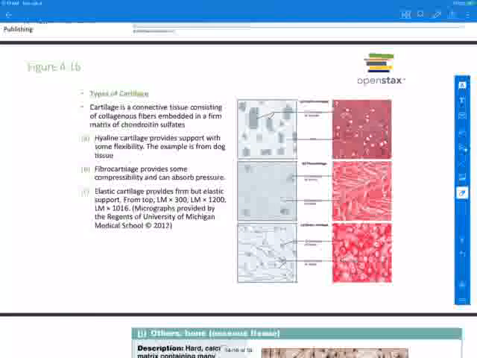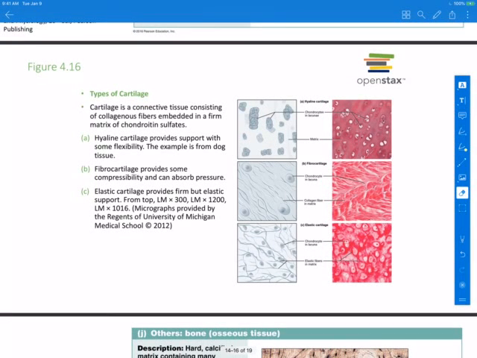Okay, let's talk about the different types of cartilage. Well, actually, before I talk about cartilage, I just want to mention that there's a homeostatic imbalance associated with one dense connective tissue. And it's worth mentioning because it's fairly common.